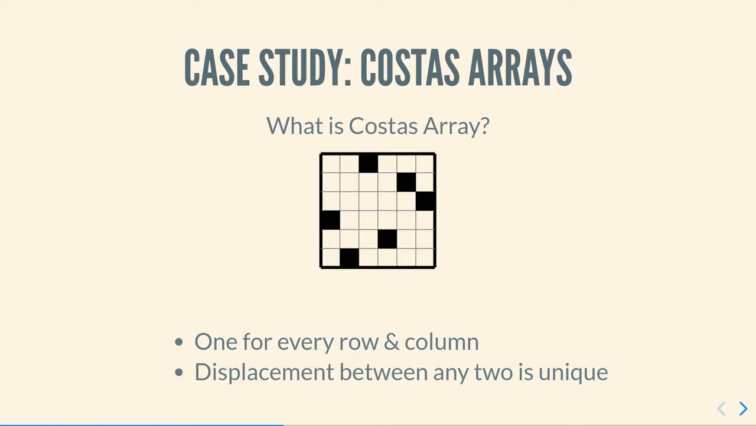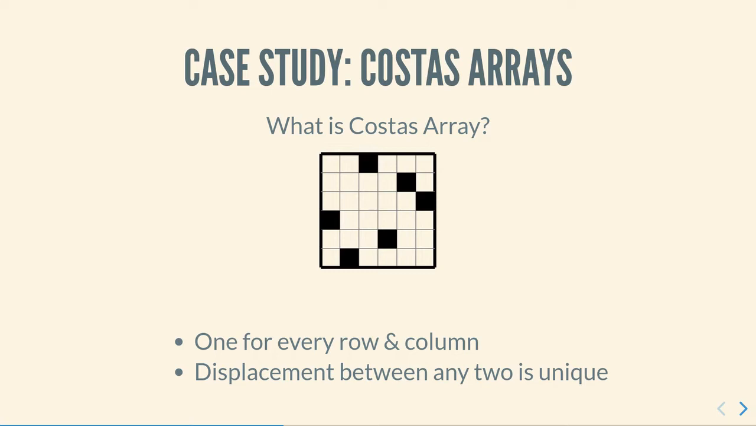A Costas array is a mathematical problem where you have a grid and you have filled-in boxes in the grid, like so. The satisfaction of a Costas array is that there must exist a dot for every row and every column, which you can see satisfied here in this example 6x6. And also, secondarily, the displacement between any pairs of dots is unique. So for instance, this is 1 to the right, 2 down, and you can see that there are no other pairs of dots that satisfy that requirement. There are no other dots that are 1 across, 2 down. And you can do that for all possible pairs. Every possible displacement between every possible pair is unique. And that's the requirement of a Costas array.